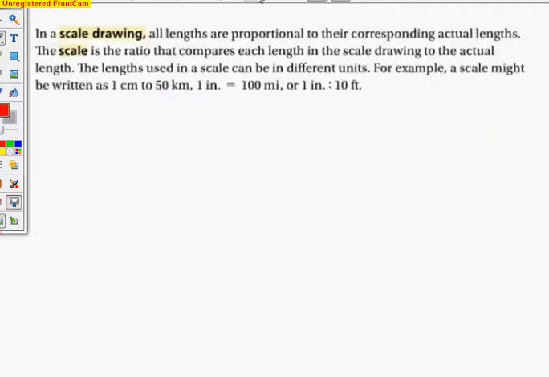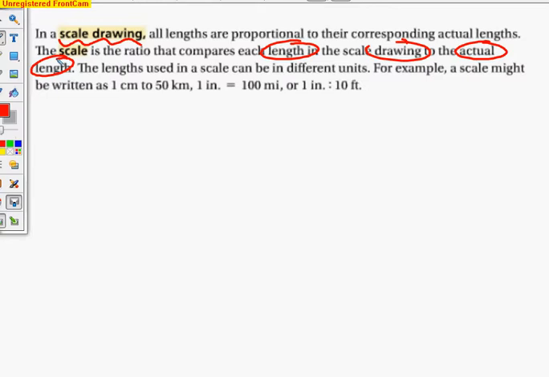Okay, and then the last thing is talking about scale drawings. A scale drawing, you have scale lengths to actual lengths. Okay, so you have scale lengths. It's a scale drawing to the actual length. Each length in the drawing, so length in the drawing to the actual length.